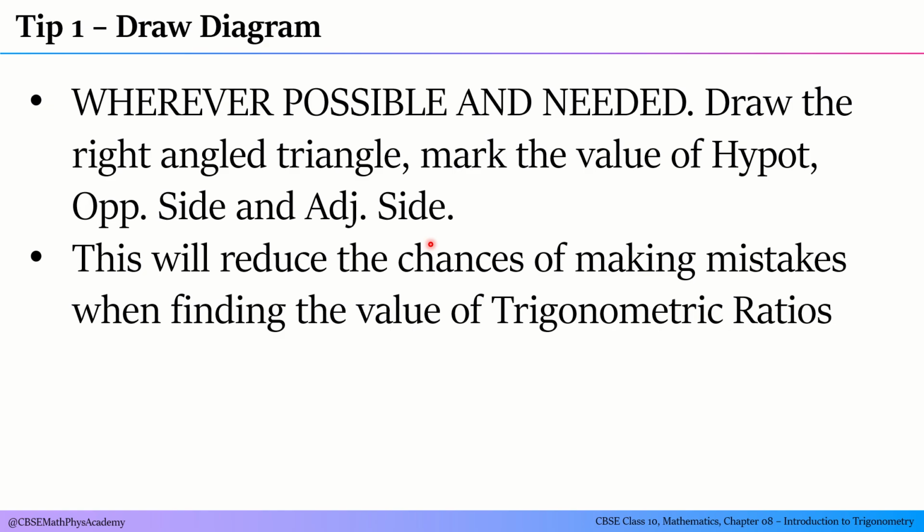One important tip: wherever possible and needed, draw the right angle triangle, and mark the values of the hypotenuse, opposite side, and adjacent side. This will reduce the chances of making mistakes when finding the value of trigonometric ratios. Instead of the opposite side, you might wrongly substitute the adjacent side value. So those can be avoided.